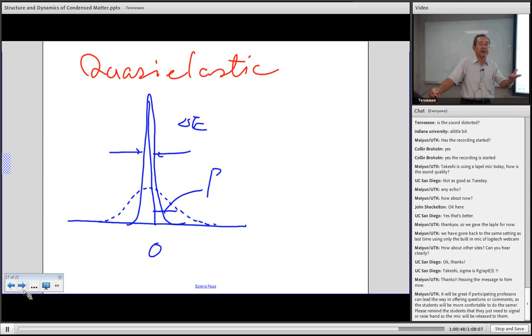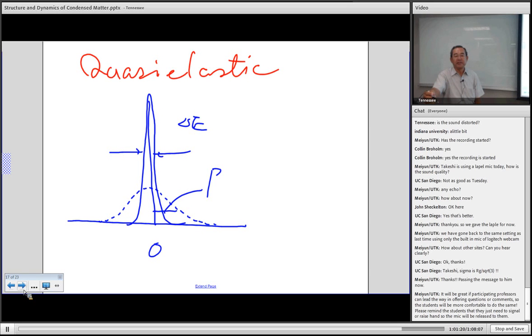Because 15 orders of magnitude cannot cover this, our resolution, okay? So in our measurement, usually, delta E over E is like 1% or a tenth of a percent. In this case, quasi-elastic becomes elastic. But there are new techniques with which you can measure this energy with much higher resolution. For instance, a backscattering spectrometer has a much higher resolution.